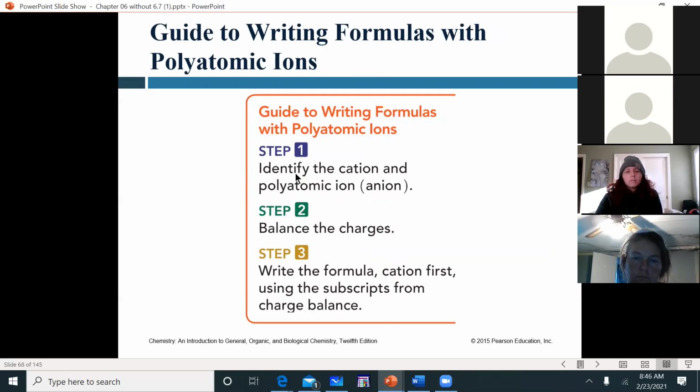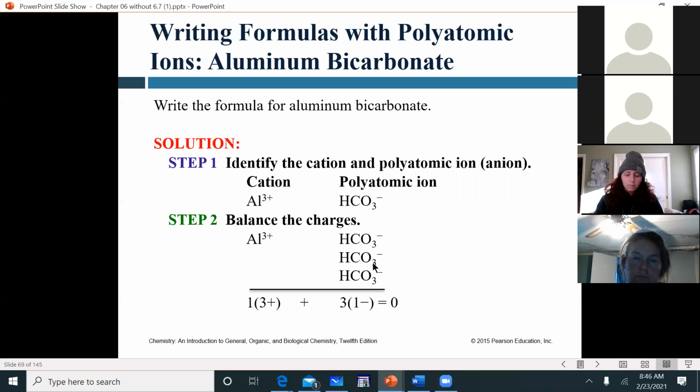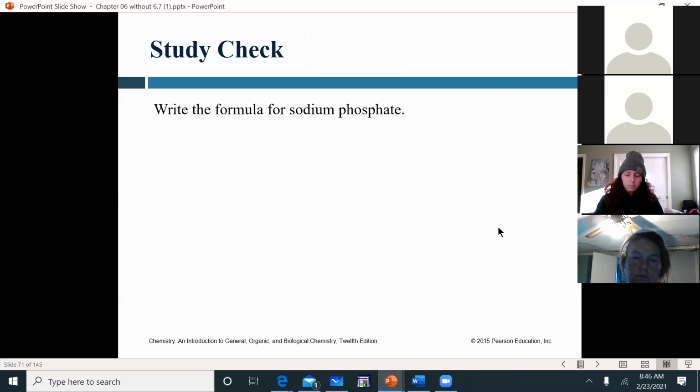So when writing a formula, identify the cation and the polyatomic ion, balance the charges, write the formula, and so on. So I want you to try this one. Write the formula for sodium phosphate.